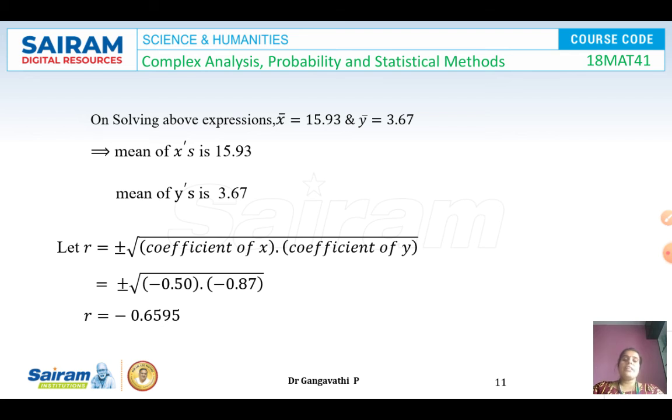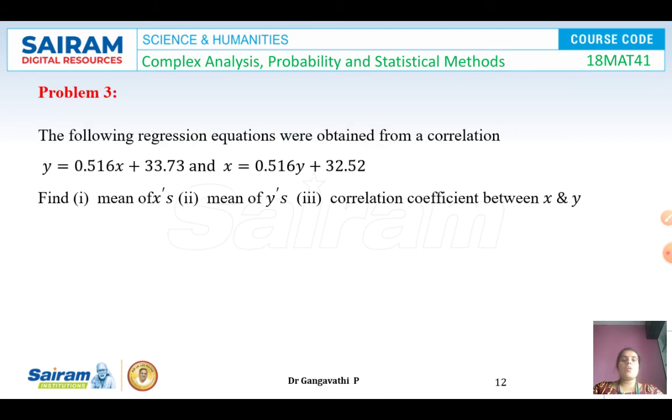So this is how we find the mean of x, mean of y and the correlation coefficient when the regression coefficients are given. Now let us see another example. The following regression equations are obtained from the correlation: y is equal to 0.516x plus 33.73 and x is this. Find mean x, mean y and the correlation coefficient between x and y. Here this is the regression line of y on x and this is the regression line of x on y.